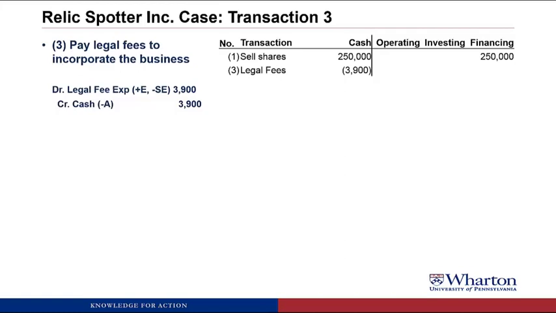So anyway, in transaction number 3, Relic spotter paid $3,900 cash in legal fees to incorporate the business. Try to classify that as operating, investing, or financing. The answer here is operating cash flow because this is one of the costs or expenses that Relic spotter needs to incur to run the business.